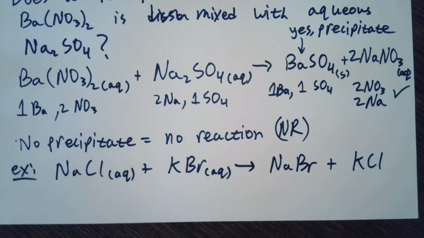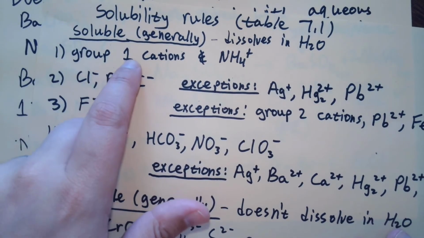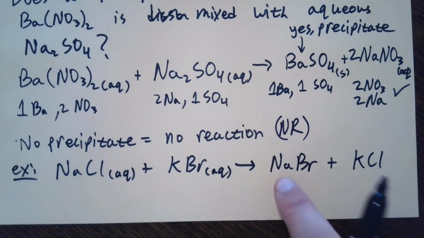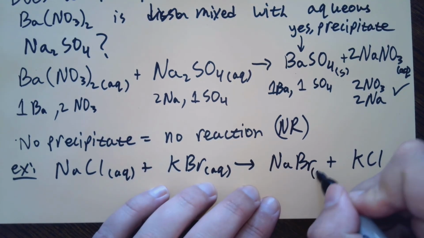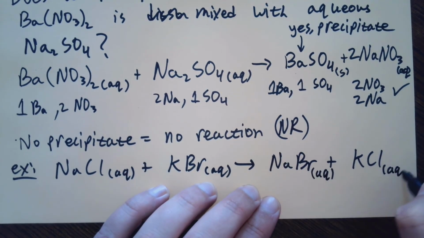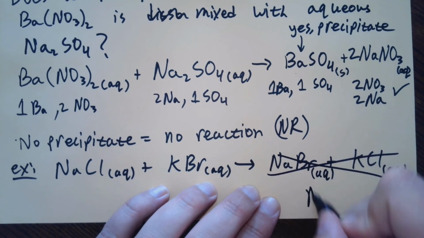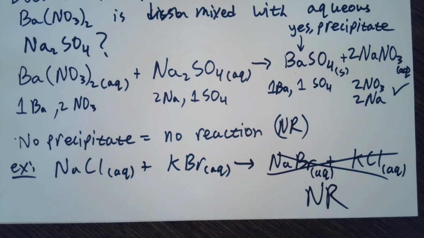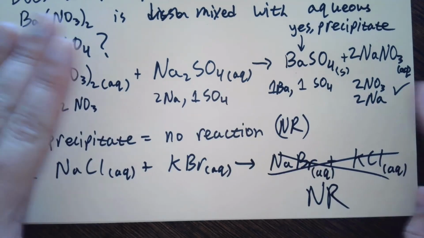If I look at my rules, rule 1 says that group 1 cations are going to be soluble. That's a group 1, that's a group 1. These are both aqueous. We just go no reaction. So if they stay aqueous, no reaction has happened.